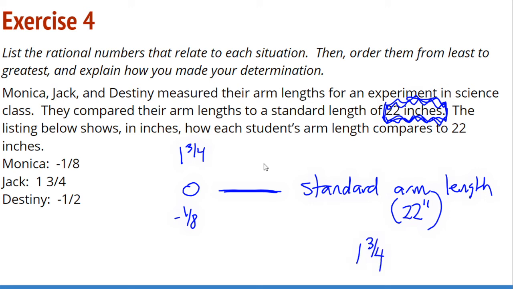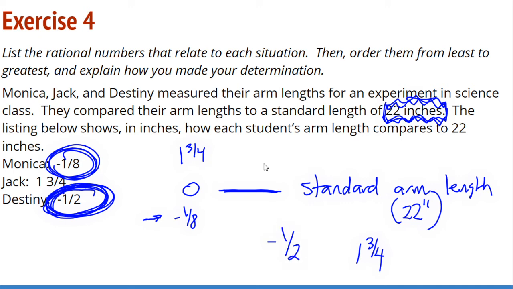Now Destiny, which is farther from 0, this negative half or this negative eighth? Well, this is only 1/8, a little teeny tiny step from 0. This is half a step. So the half is going to be farther from 0, so it is the least. So we have negative half, negative eighth, and 1 3/4.